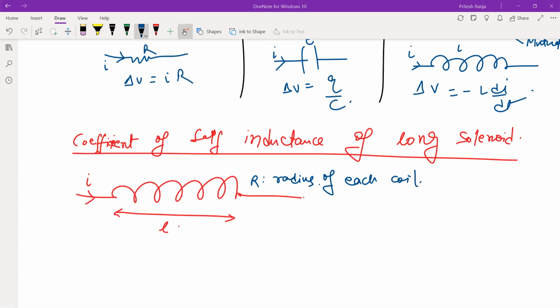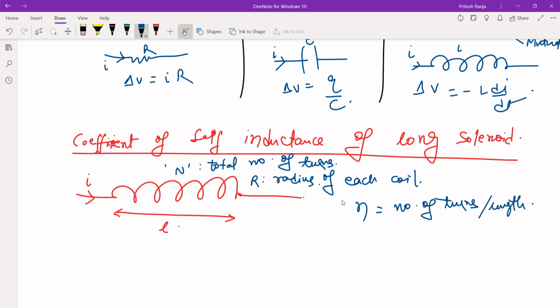And let us consider capital N as the total number of turns. N is the total number of turns. So we will be using more often here small n. Small n क्या है? This is the number of turns per unit length. Per unit length. So small n and capital N में confuse नहीं होना है. Small n is number of turns per unit length. ये रहा, ये expression हम use करेंगे.